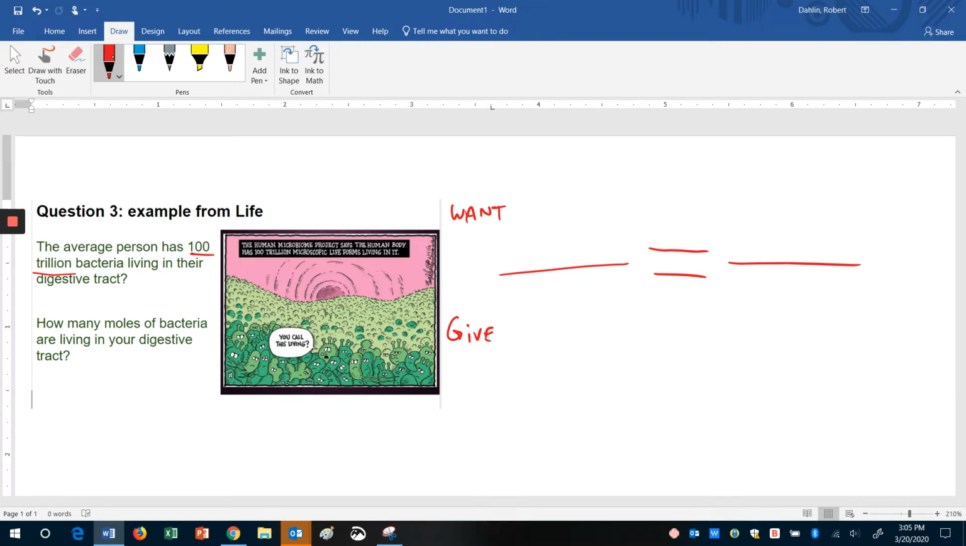So the want, look for your question words. How many moles? That is what we're trying to find. And I'm always going to put what units we should have in parentheses to remind myself. At the end, I should have moles when I'm done. And for the given, it's given 100 trillion. Well, what number is a trillion? A trillion is a 1 with 12 zeros after it. So 100 trillion is a 100 with 12 zeros after it. So that is 100 trillion.